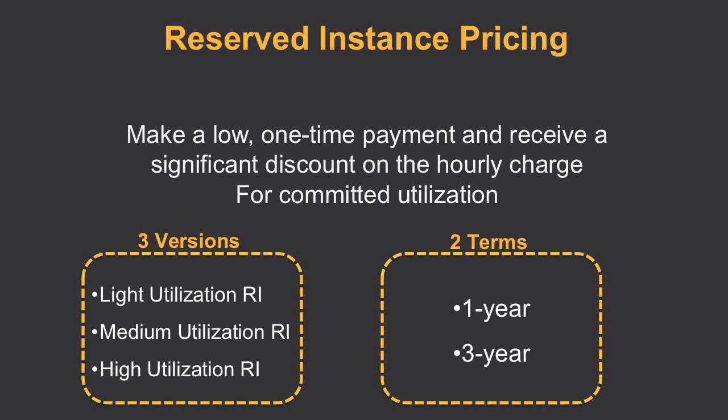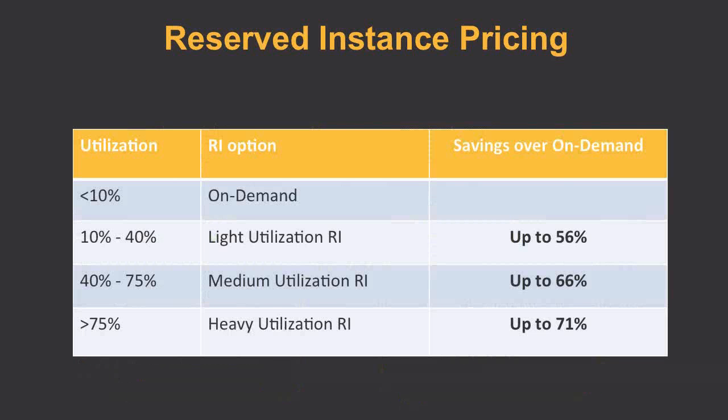Now, we've got these different versions. We've got what's called light utilization, medium utilization, and high utilization. And this gets a little bit confusing, to be honest with you. When we talk about utilization, we don't mean the amount of CPU you're actually utilizing. We mean the number of hours that you have it turned on. So a light utilization RI might be something that you run but a few hours a day, where a heavy utilization RI might be one that you run all the time. And so you've got some different options here.